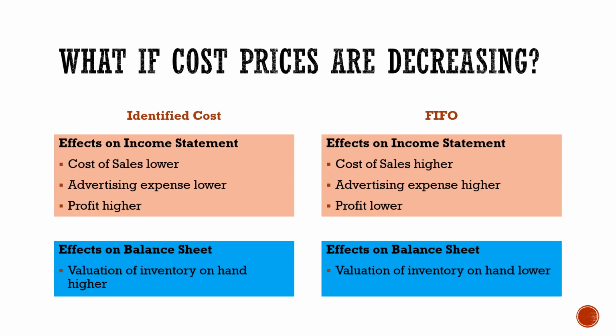The example that we have discussed earlier was based on increasing cost prices. But what if cost prices are decreasing instead? Well, the effects on the income statement and the balance sheet would therefore be the opposite to what we have discussed earlier. Have a think about this opposite situation using this slide as a prompt.